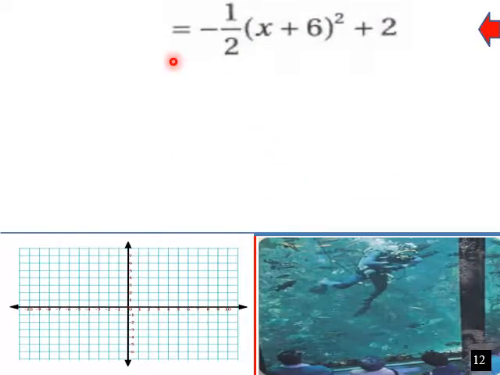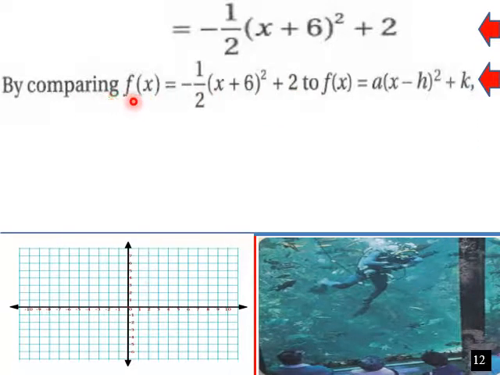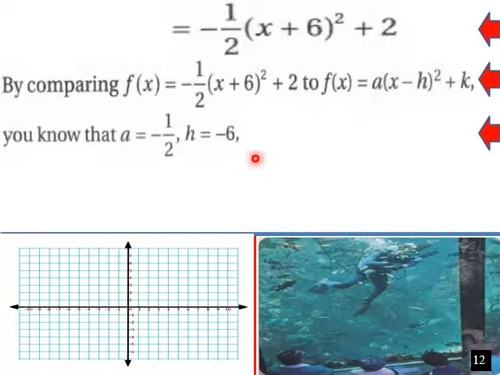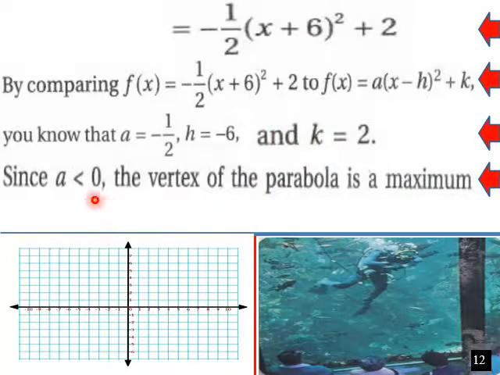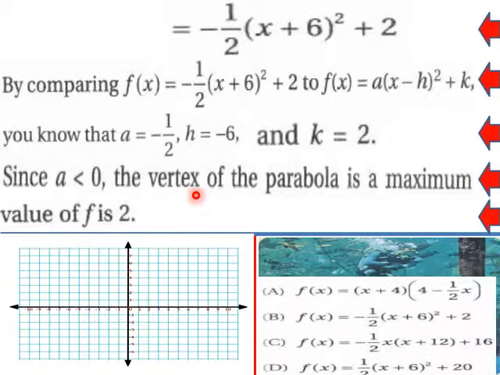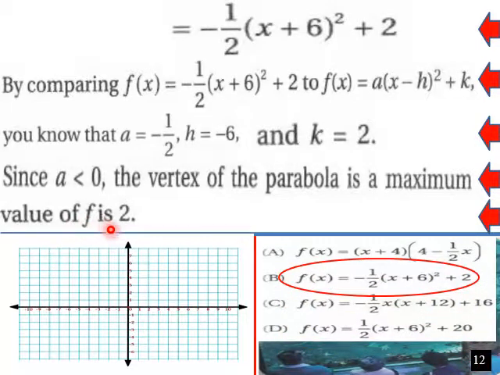So what we have is negative 1/2 times x plus 6 squared plus 2, which by comparing with f of x equals a times x minus h squared plus k, our a would be negative 1/2, our h would be negative 6, and k would equal 2 in this situation. Since a is less than 0, the vertex of the parabola is a max, and the max value of f would be 2.